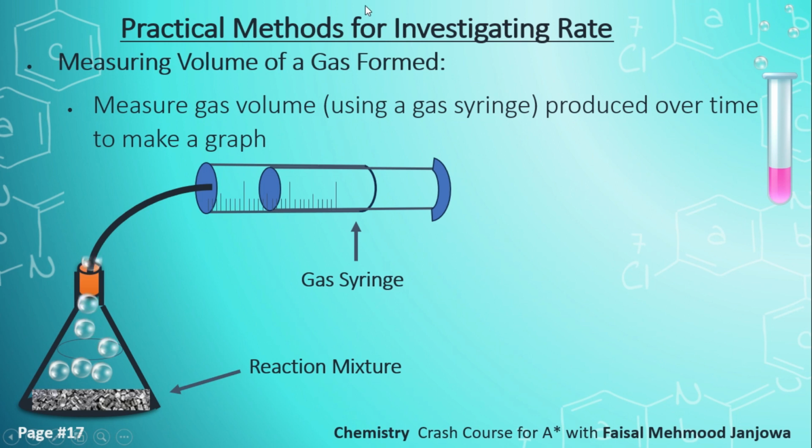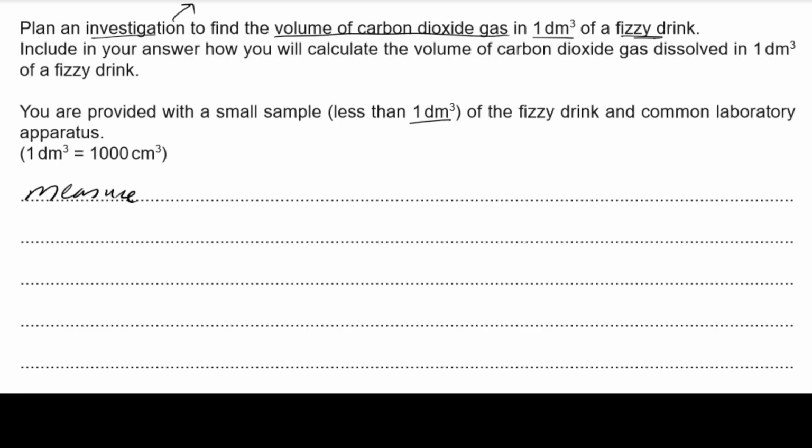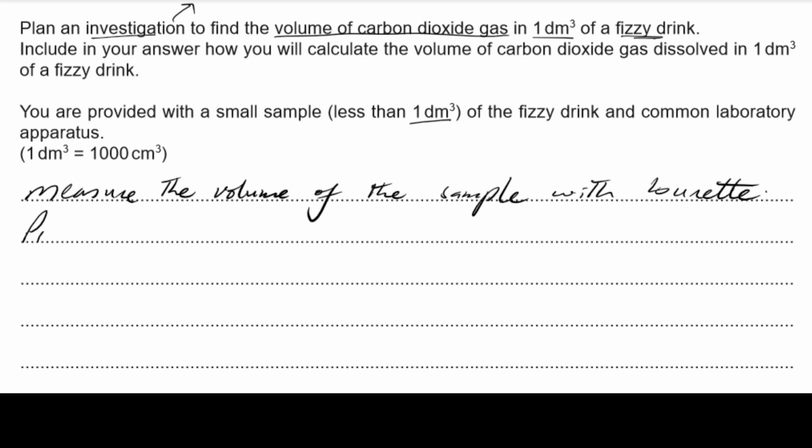Remember that we studied earlier that we can place the reaction mixture in a conical flask and attach a gas syringe to the conical flask using a bung and heat the reaction mixture. The gas being produced would be collected in the gas syringe so that it can be measured. Using that data, we can identify the amount of gas produced from the sample of reaction mixture. So we would write: measure the volume of the sample with a burette. Pour the sample in the conical flask.